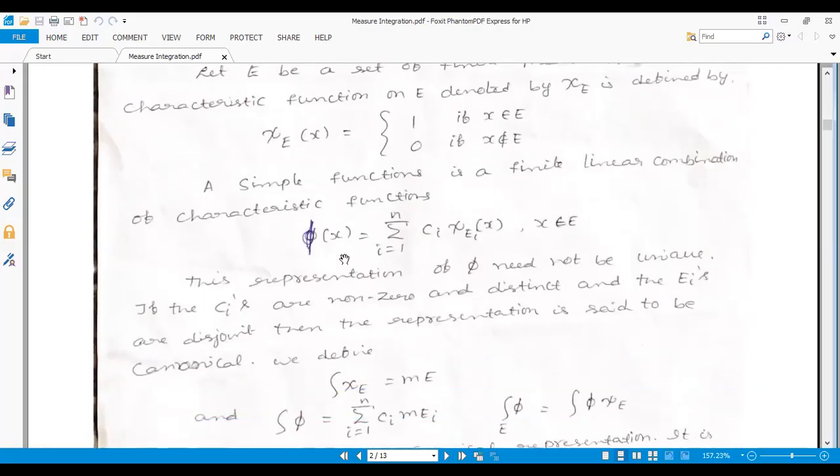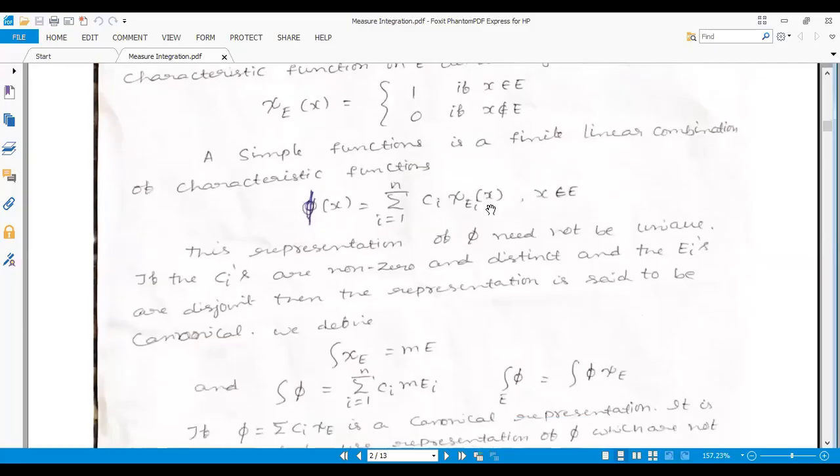This representation, wherever we see, we say that it is a canonical representation. Here we define chi; you already know every characteristic function is a measurable function, then this can be written as measure of E. Then integral of phi, because you know that we already proved some of the theorems related to measurable sets as well as measurable functions.